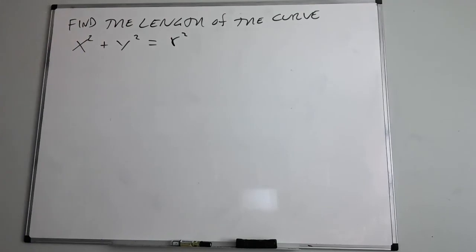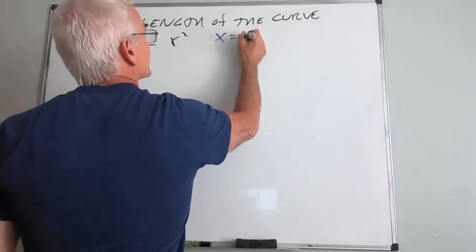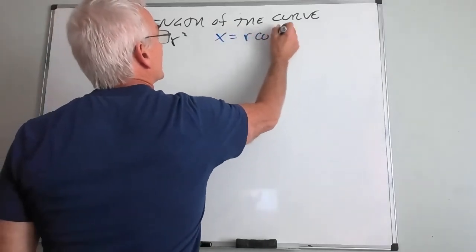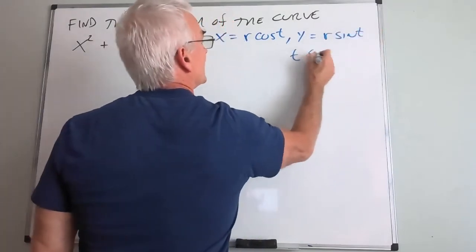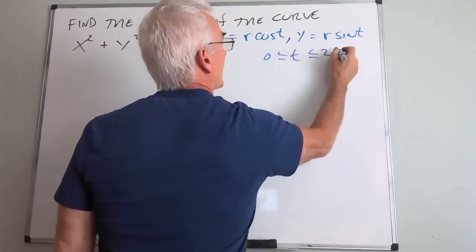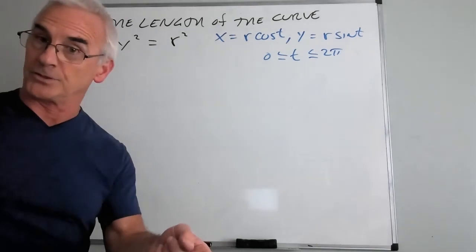This is a circle. This is a circle centered at the origin. All right, why don't we do this? Let x equal r cos t, y equals r sin t, and t will range from 0 to 2 pi. Why don't we do this? Let's do what we just did and use the length of the curve, the parameterized version.